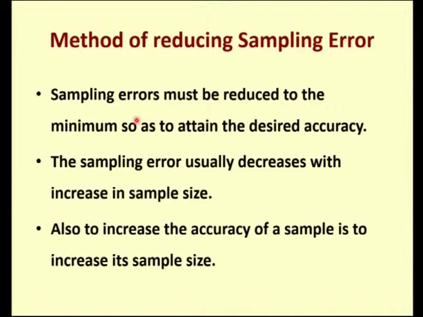We have some methods of reducing sampling error. We know it should be minimized, but it cannot be eliminated or eradicated, because taking a sample from the population will definitely produce some error. So, we have to minimize the error so as to attain the desired accuracy. This can usually be done by increasing the sample size. The sampling error usually decreases with an increase in sample size. So, an increase in sample size also increases the accuracy of the sample.